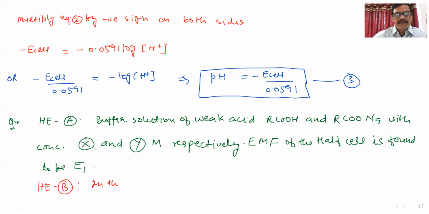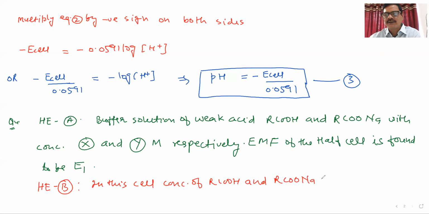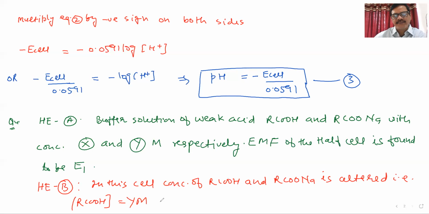In this cell, concentration of RCOOH and RCOONa is altered. That is, RCOOH concentration is Y M and RCOONa concentration is X M.